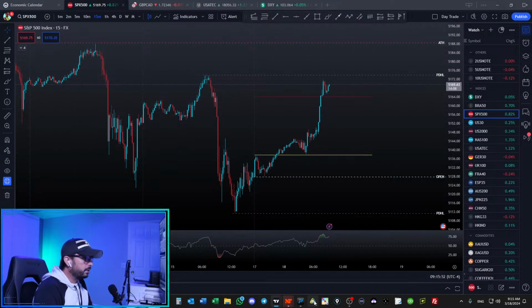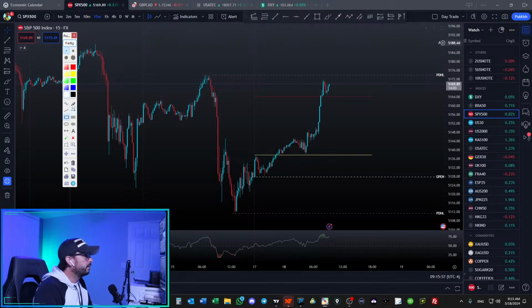So let me get my little tool. All right. So we only have pivot points that comes with resistance and supports that are down below in green. That's the only thing we got on the chart.